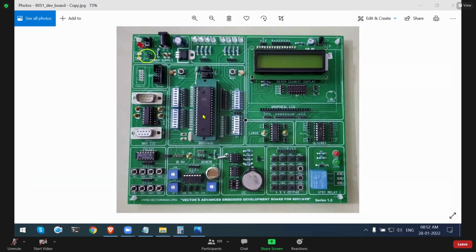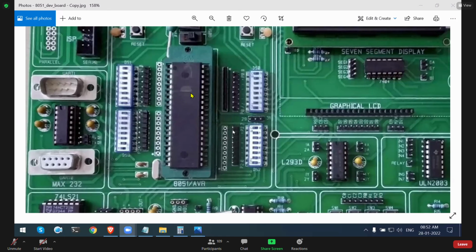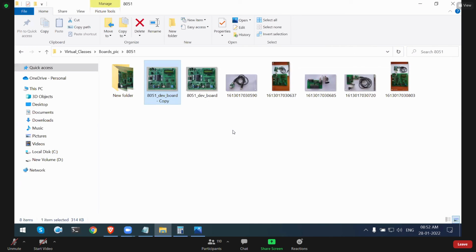Okay, so now we are going into the details of the internal RAM architecture. So give the heading as internal RAM architecture.